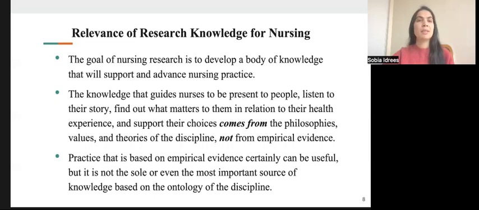So let's focus on the last bullet on the slide. We need empirical evidence, and it is useful for us, but it is not the sole or the most important source of knowledge for our nursing discipline. So in the context of nursing discipline, we need empirical knowledge, but that is not the only source of knowledge. There are other multiple sources of knowledge that we need to integrate in our daily nursing practice.